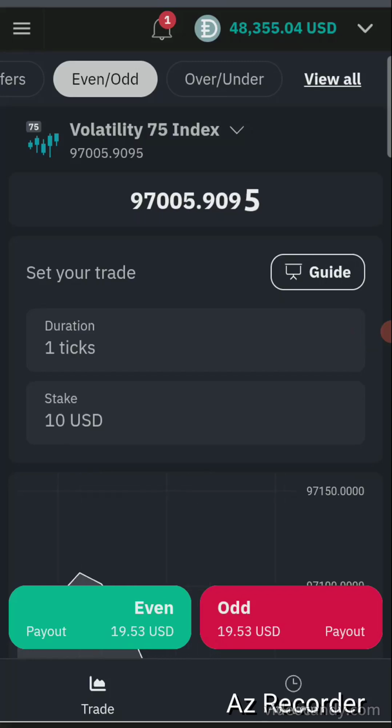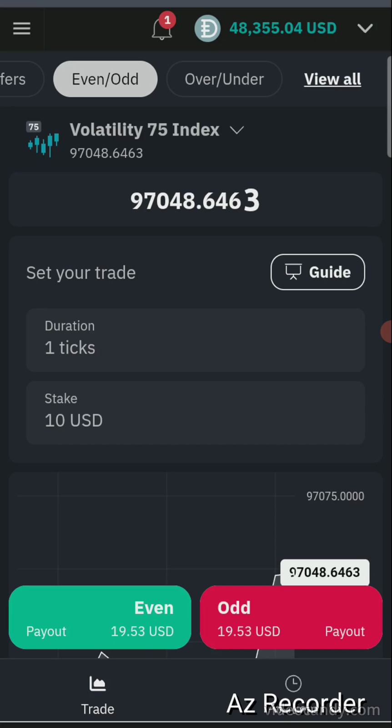Today we are going to trade even and odd market. For even and odd, because there's no ticker, make sure I want to trade even market. Make sure the last digits that are appearing are 3 odd digits, then an even digit to press even.